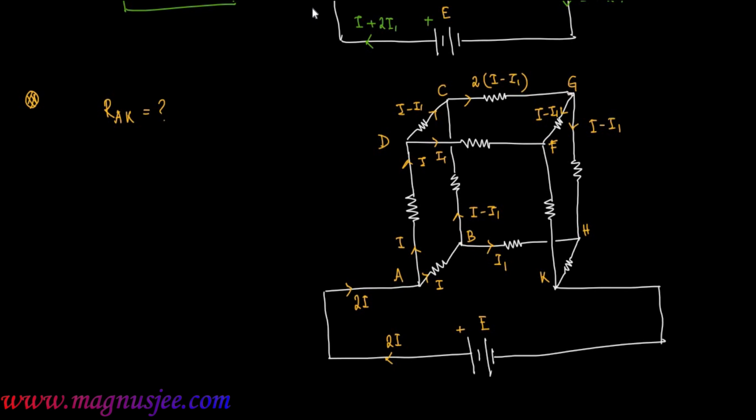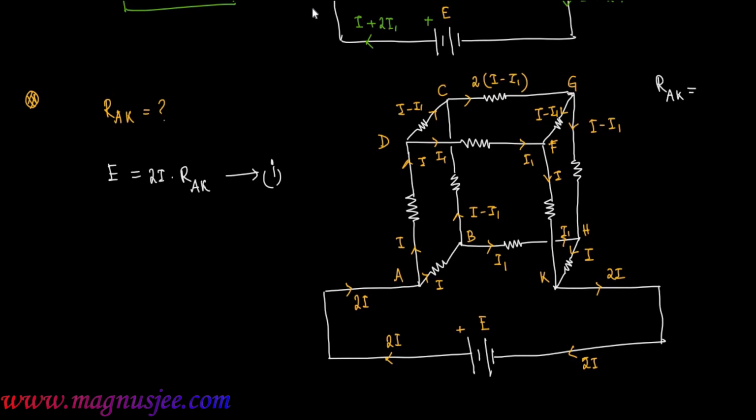Current flowing through the arm GF is I minus I1, and a current I1 is coming from the arm DF, hence the current flowing through the arm FK is I, and current flowing through the arm HK is also I. So we get the total current 2I that will be flowing towards the negative terminal of the battery. Now EMF of this battery is E equal current into total resistance. That means E equal 2I into RAK. 2I is the current generated from the battery, and RAK is the equivalent resistance between the two corners A and K. That is equation 1, which is E equal 2I into RAK.